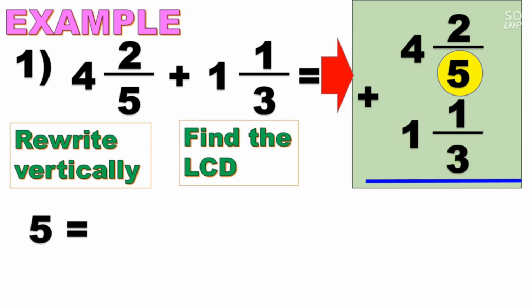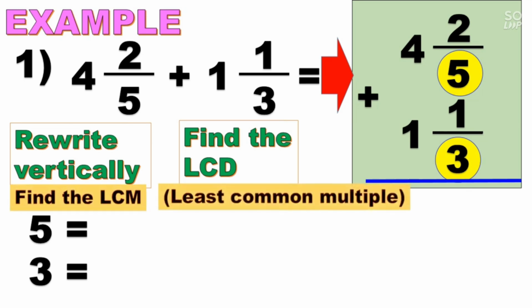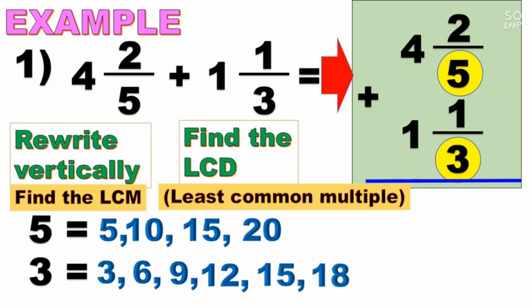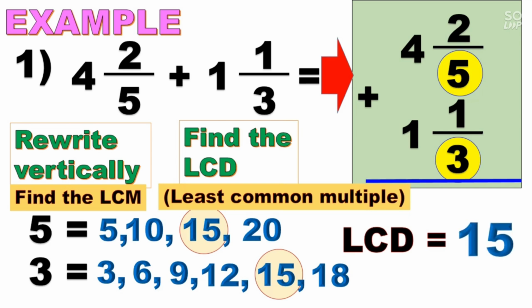So, ang denominator natin na 5 and 3. And then, find the LCM or the least common multiple. So, the multiple of 5, we have 5, 10, 15, 20. And the multiple of 3, we have 3, 6, 9, 12, 15, 18. Okay, and then pipiliin natin yung least common multiple, yung pinaka malapit na magkapareho sila ng multiple, which is 15. So, yan yung magiging LCD natin or the least common denominator, 15.